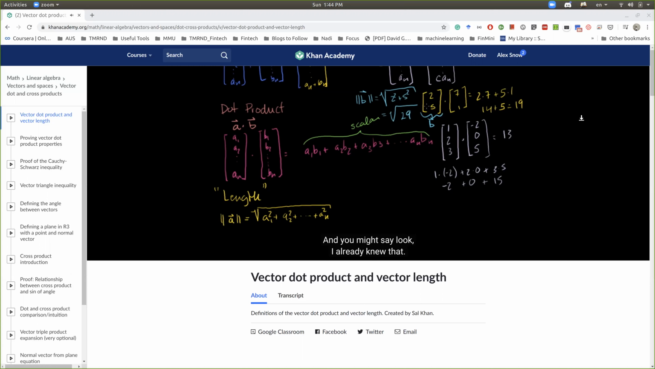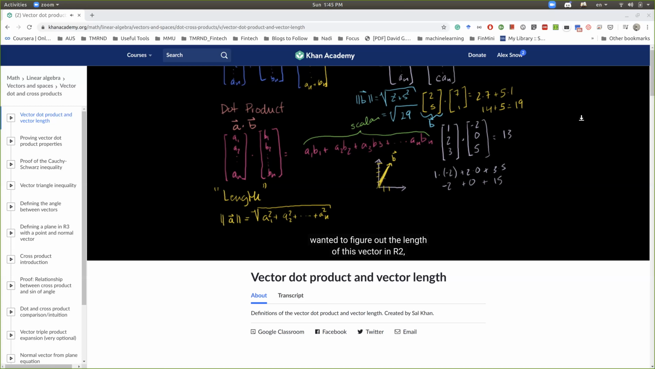And you might say, well, I already knew that. That's from the Pythagorean theorem. If I were to draw my vector B, let me draw it. Those are my axes. My vector B, if I draw it in standard form, looks like this. I go to the right 2, 1, 2, and I go up 5, 1, 2, 3, 4, 5. So it looks like this. My vector B looks like that.